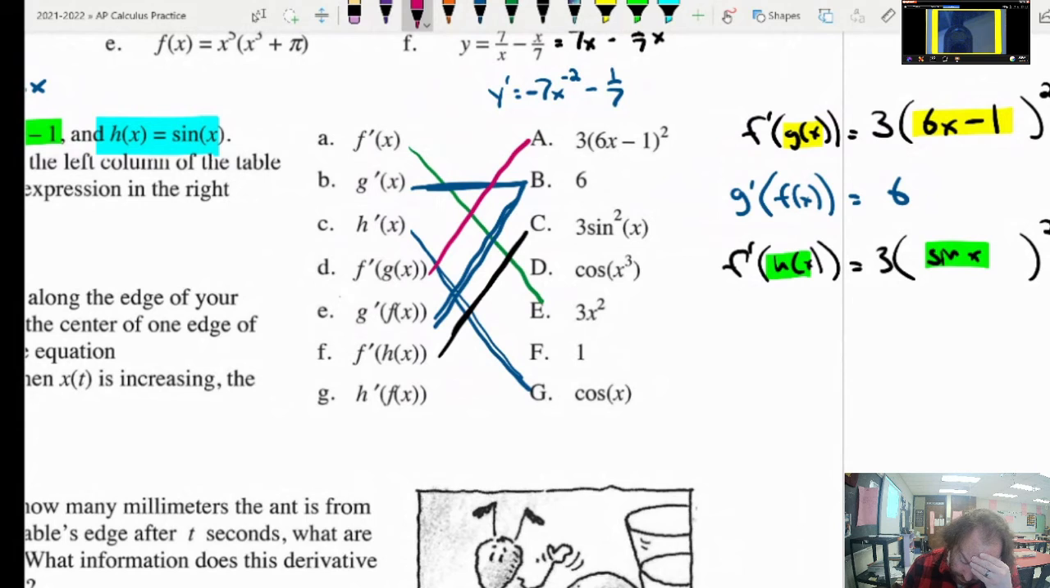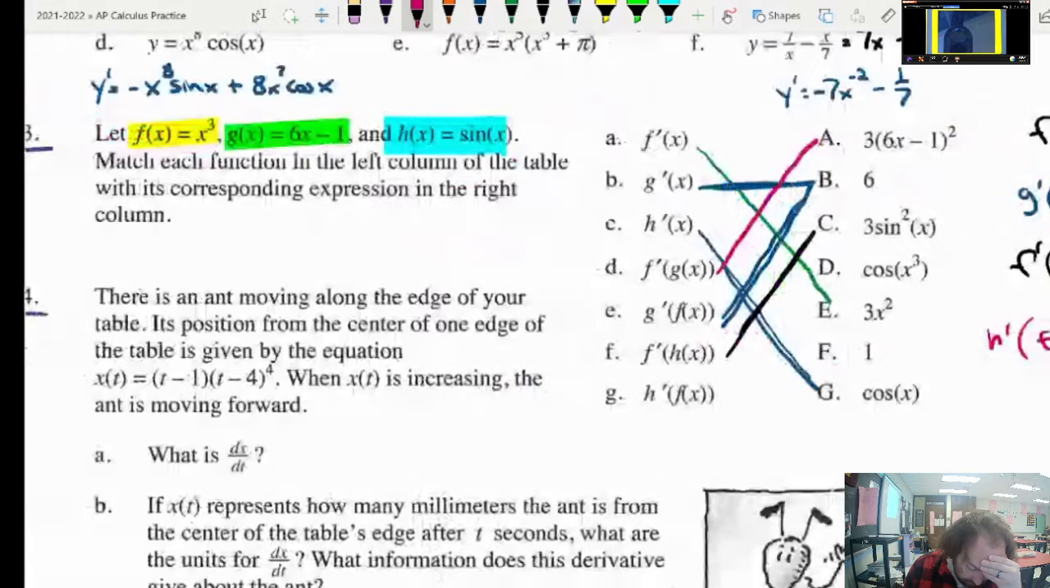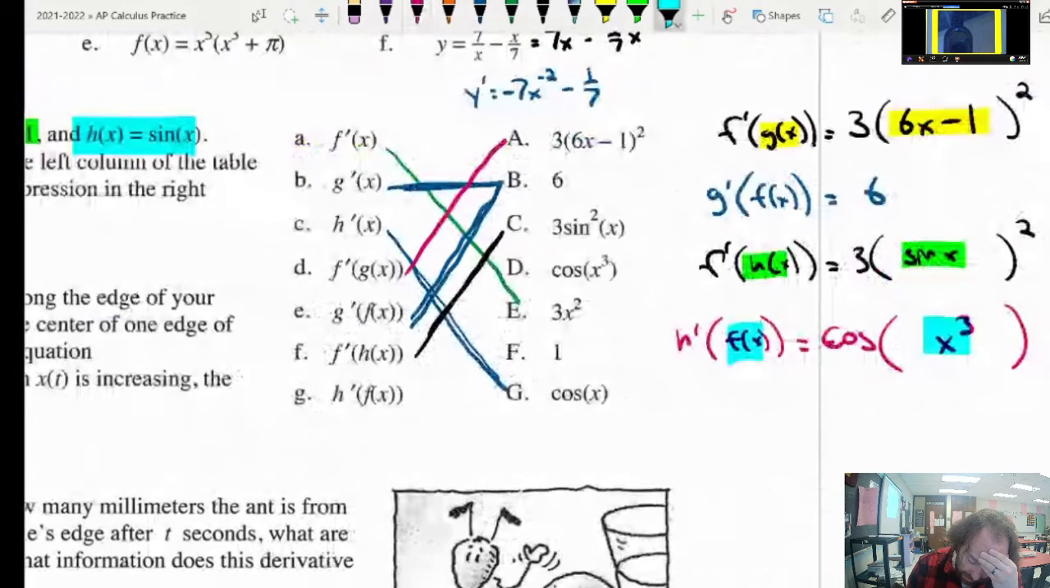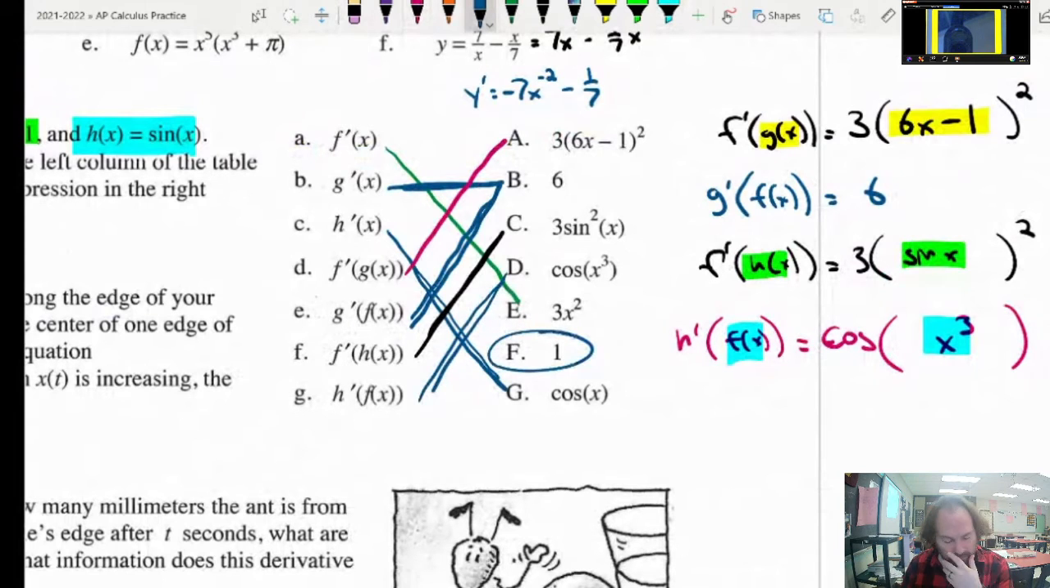And then you got h prime of f of x. And h prime of x is the negative, oh no, just the cosine. It's the cosine of something. And the original f of x was 3x to the third power. So we're looking for cosine of x to the third power, which is option D. And I think there's one, f does not get used. So there you go. Pretty cool.